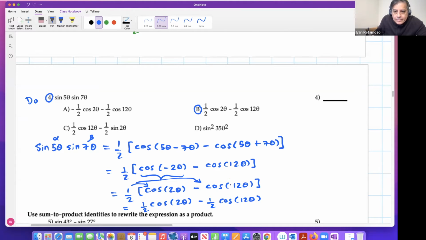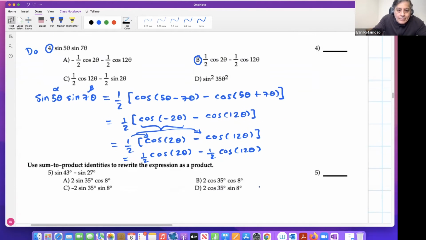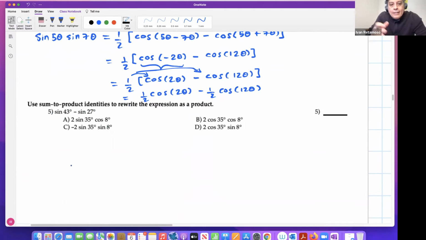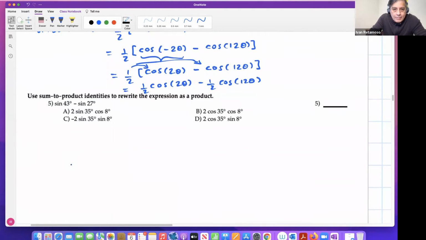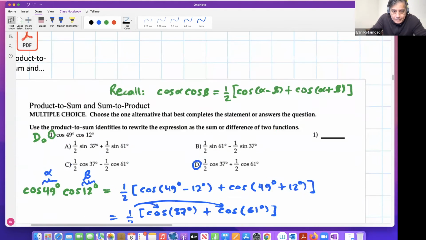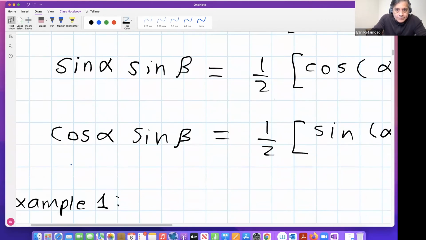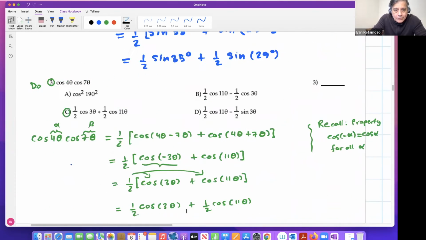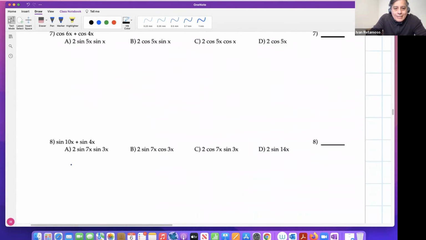Great, so now let's continue. Now we're going to do this the other way around. Notice now, this is a difference. They want you to turn it into a product, right? It is possible to turn a sum into a product. Mathematicians have figured it out, and I will explain this to you now. Next. We did product to sums. Now let's do the other way around, sums to product.